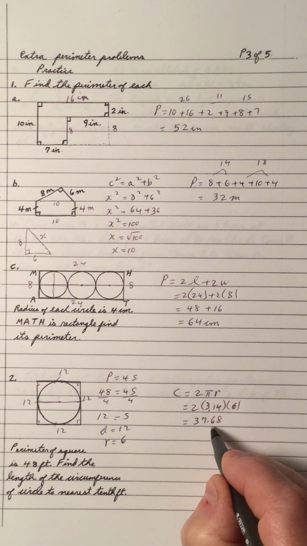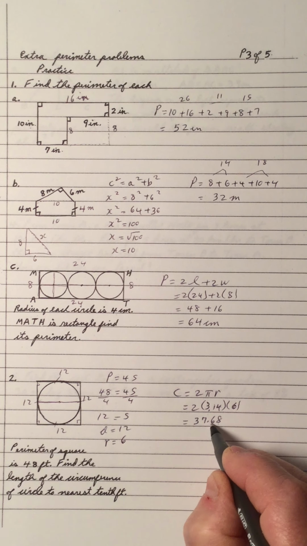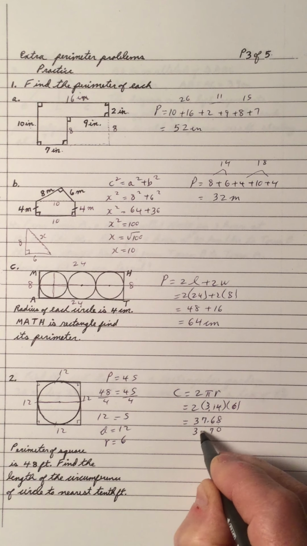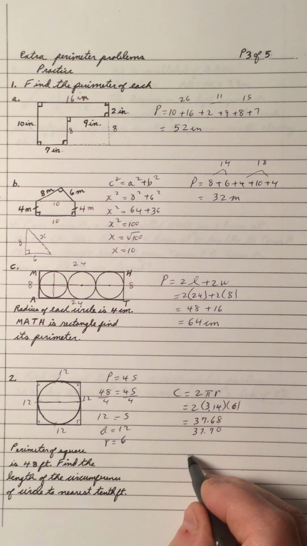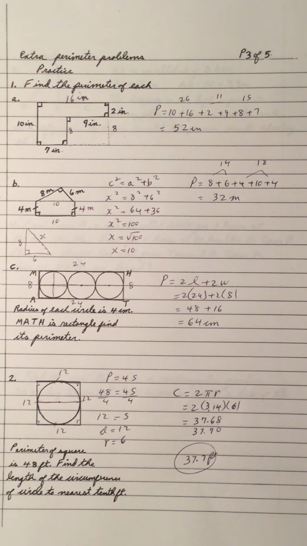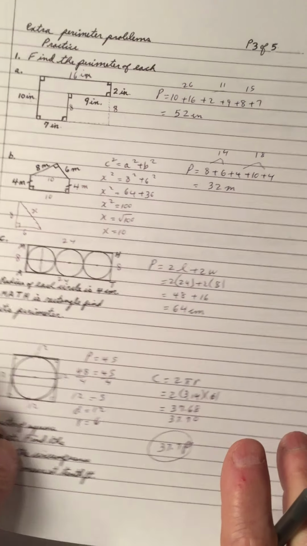When we round it to the nearest tenth, we look at the 10th place, which is the 6. If this number is 5 or more, we add 1 onto the 6. So the 8 becomes a 0. 6 plus 1 is 7. So we get 37.7 rounded off. So the circumference of this circle is approximately 37.7, and we have the unit is feet. So that's the final answer to number 2. Let's continue.